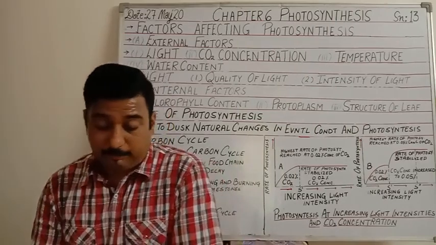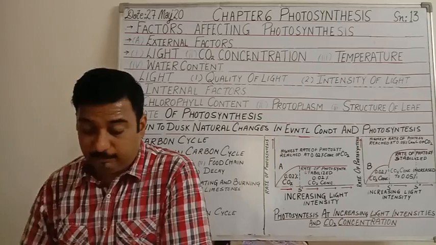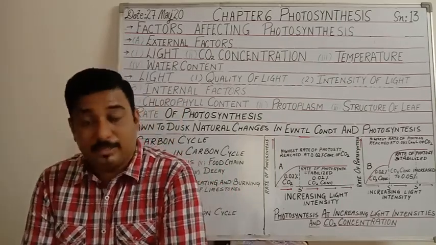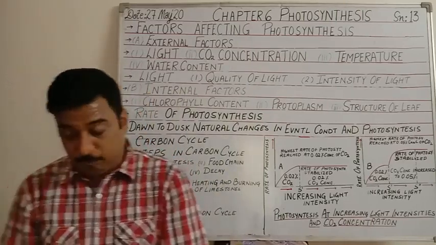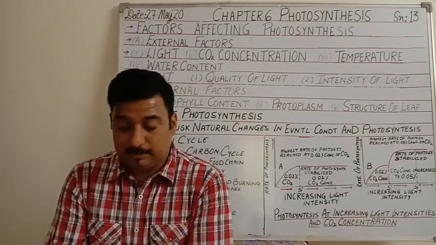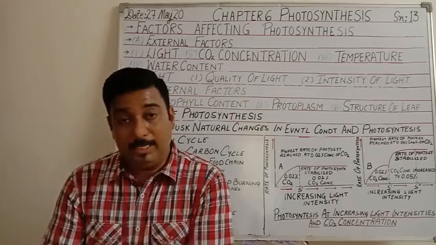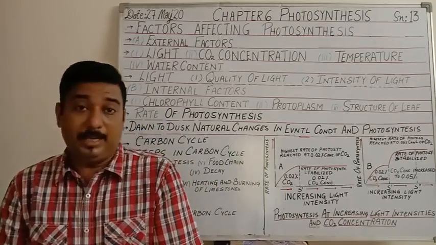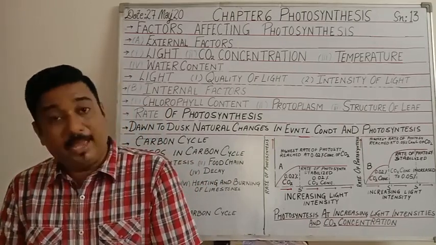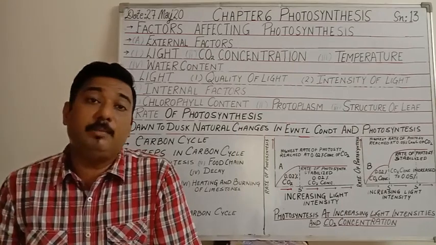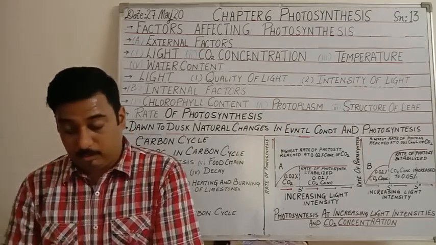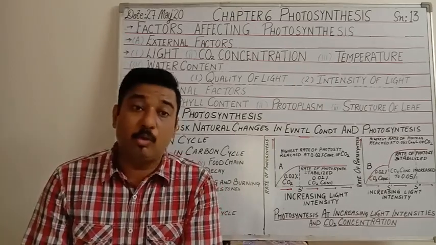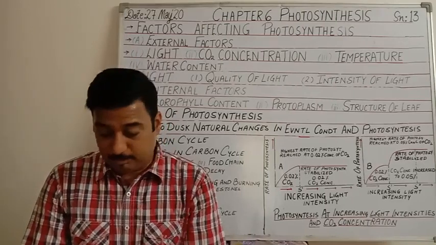So the very first topic is factors affecting photosynthesis. Broadly speaking, there are 4 external and 3 internal factors, as I have shown you here. External factors will include light, carbon dioxide concentration, temperature, and water content. Light, as we all know, is the most important factor for photosynthesis. We cannot imagine photosynthesis taking place without light. Here, quality and intensity of light play a very important role and affect the photosynthetic process.